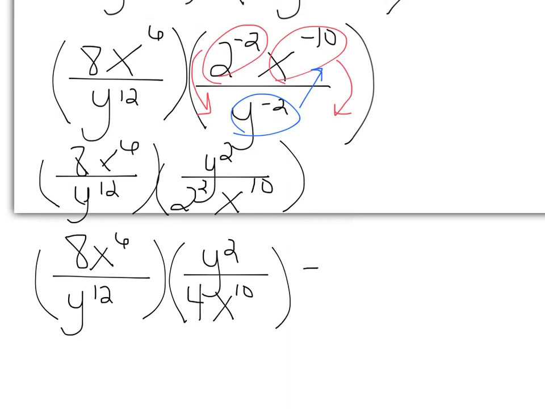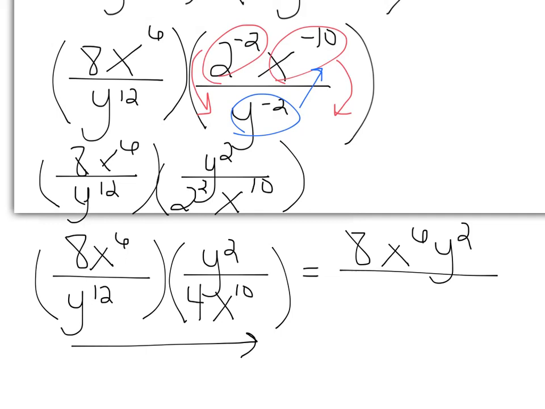Now let's multiply. When you multiply fractions, you multiply straight across. So we have 8x to the 6th, y squared over 4 x to the 10th y 12. I just wrote them in alphabetical order. So now you have 8 over 4, which we know is 2. So we have 2 over 1 so far.